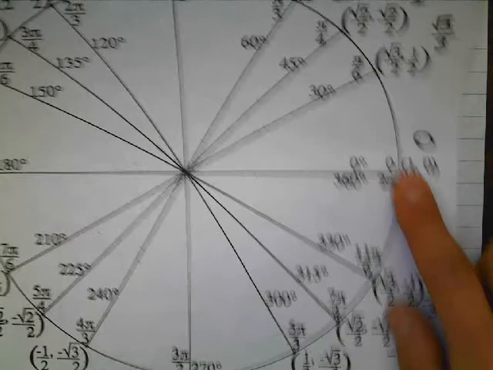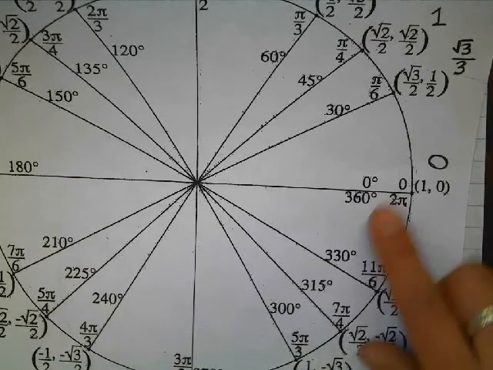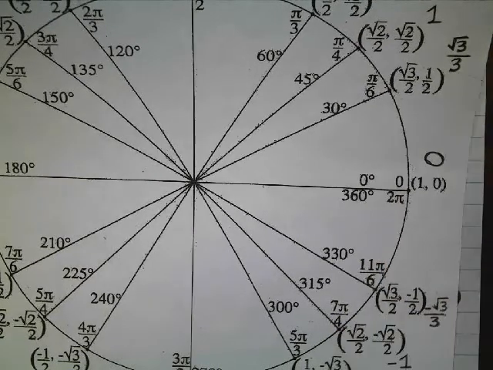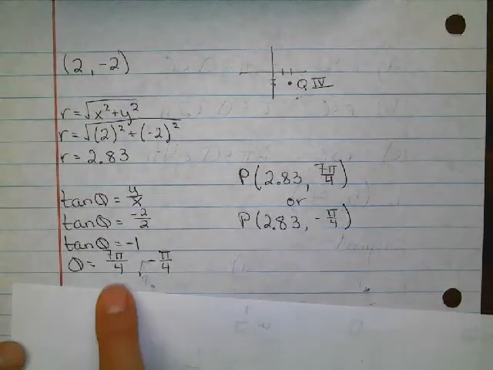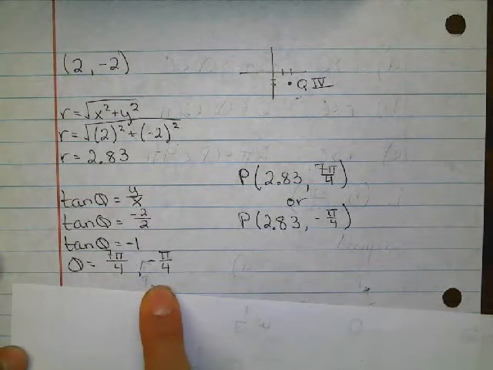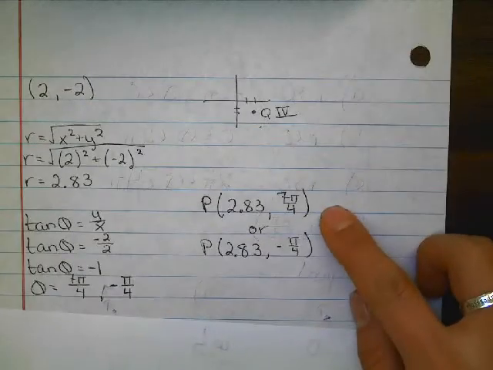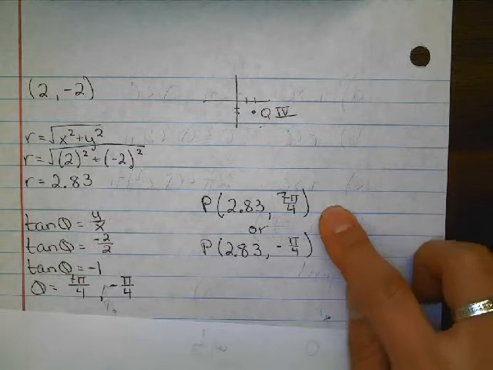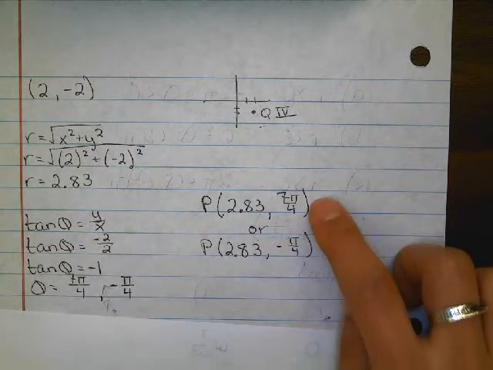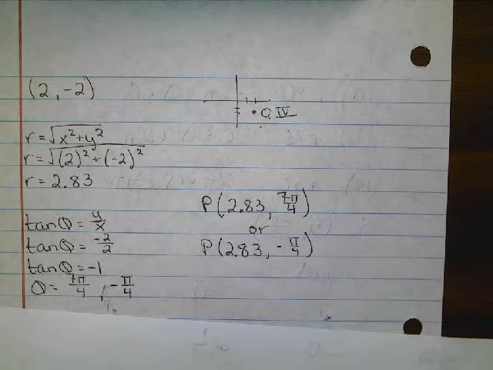Or I could write that as a negative angle, -pi over 4, because that's also -pi over 4. So that's why theta is 7 pi over 4 or -pi over 4. And so then my point here, I just write the radius and the angle. So 2.83, and again 7 pi over 4, or I can use -pi over 4.